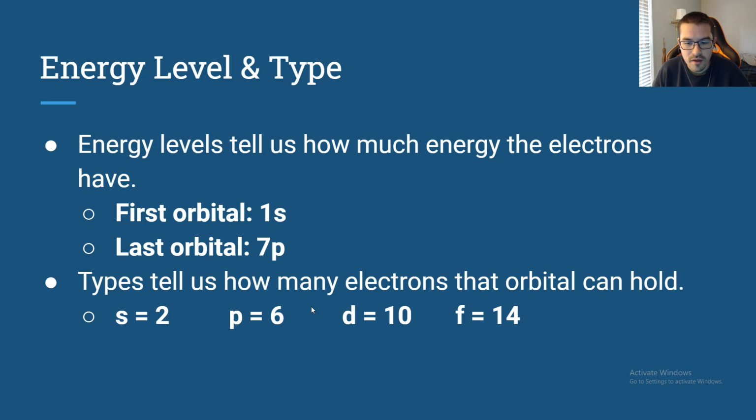The types, the letters, are actually super important. The types tell us how many electrons that orbital can hold. An s orbital, like the 1s orbital, can hold 2 electrons max, the maximum number that can fit in there. A p orbital, like 7p, can hold 6. A d orbital is even bigger, it can hold 10. And an f orbital is even bigger than that, it can hold 14.